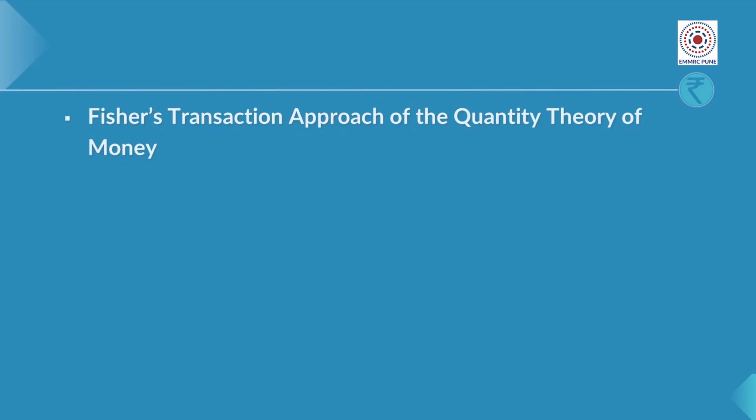There are two famous approaches to the quantity theory of money. The first one is Fisher's transaction approach and the second one is the Cambridge cash balance approach. Let us first understand Fisher's transaction approach of quantity theory of money. This version of quantity theory of money was given by the American economist Irving Fisher in 1911 in his book The Purchasing Power of Money.